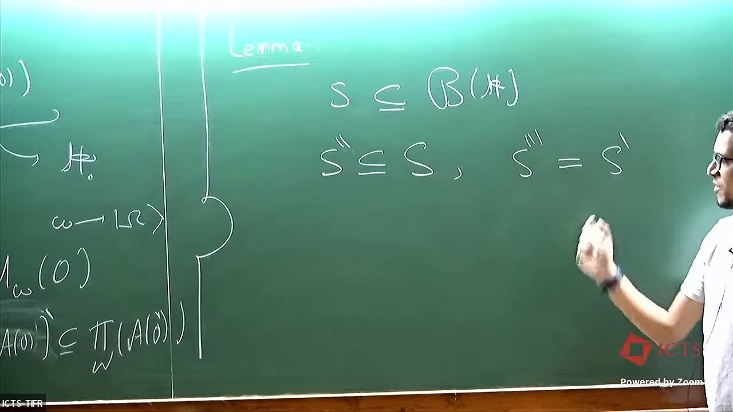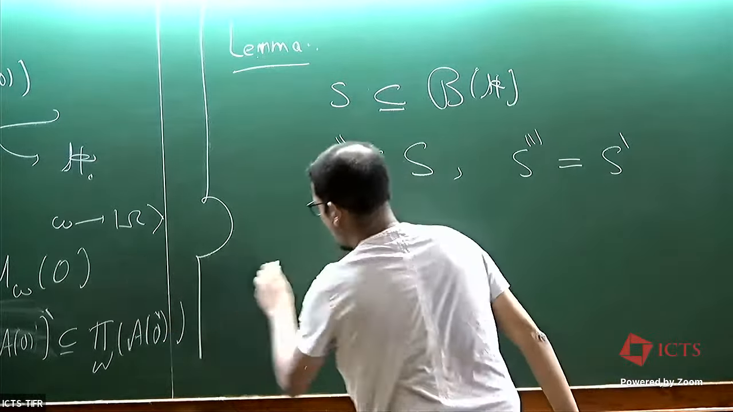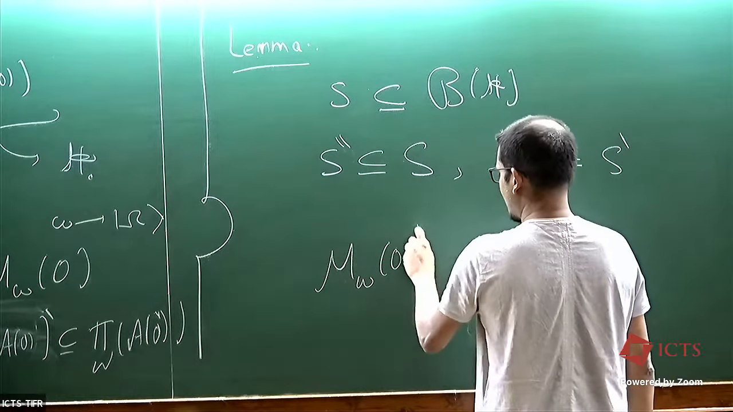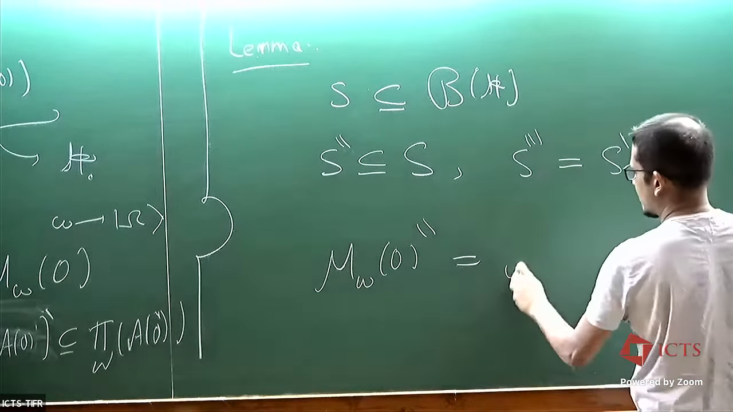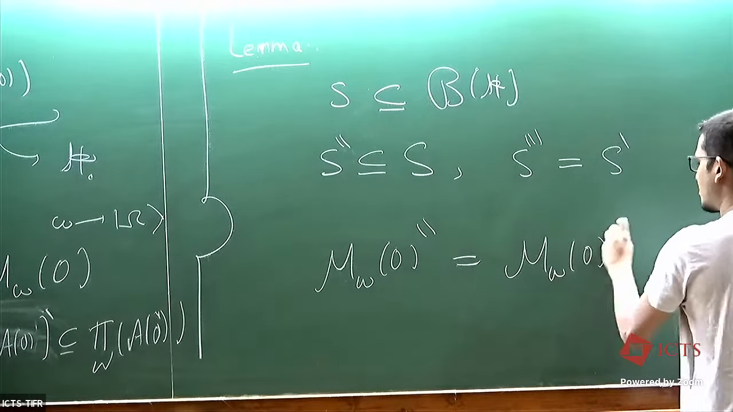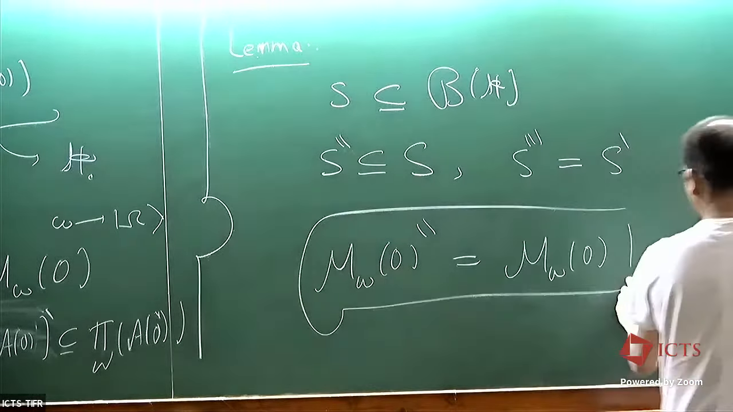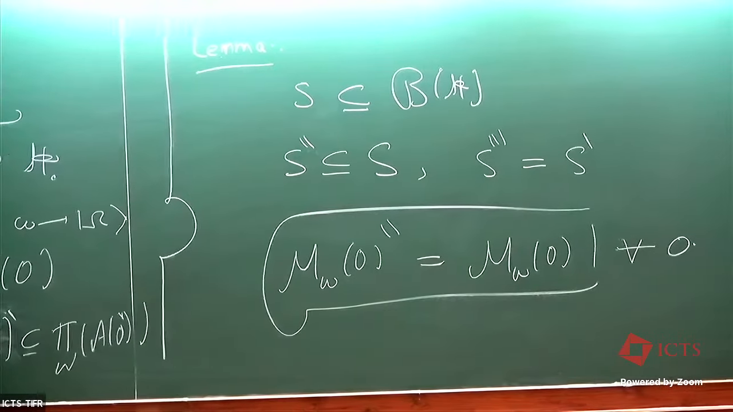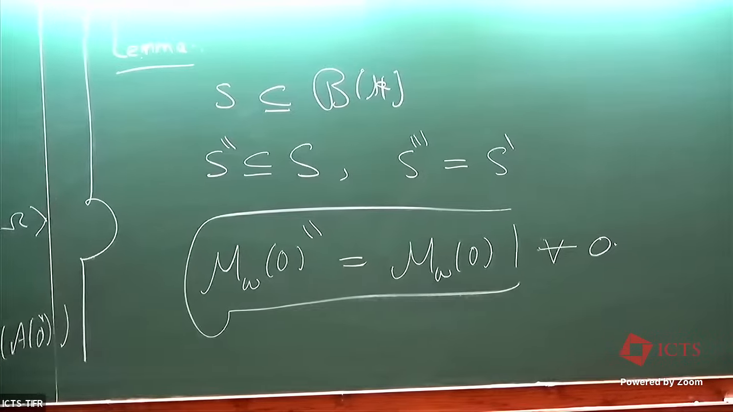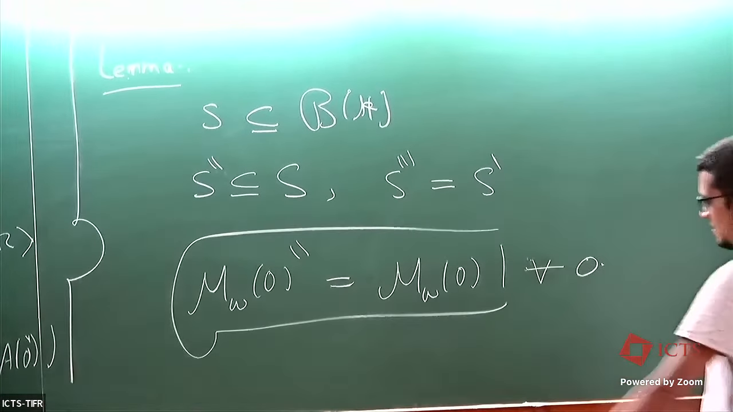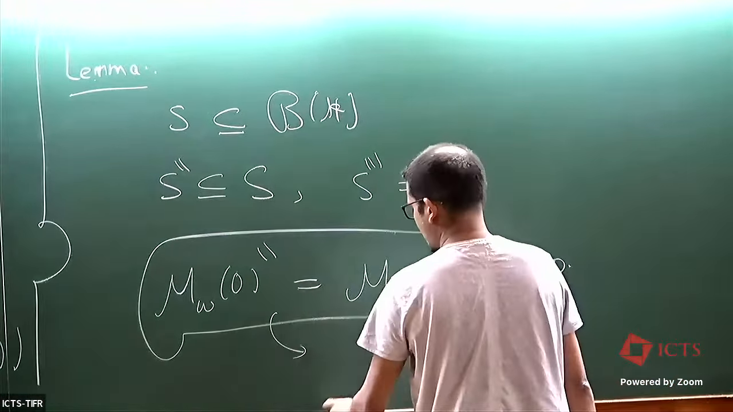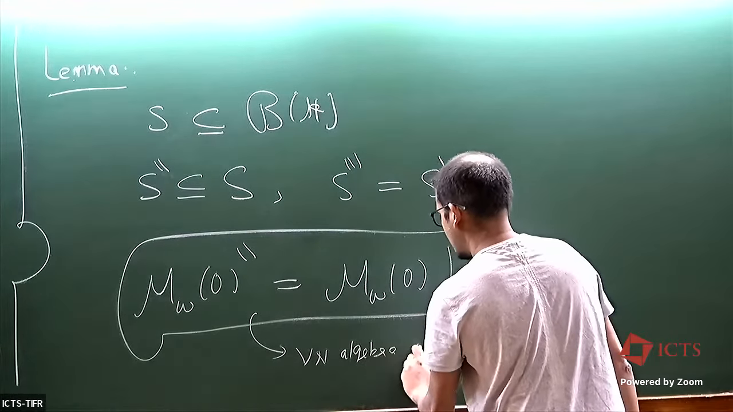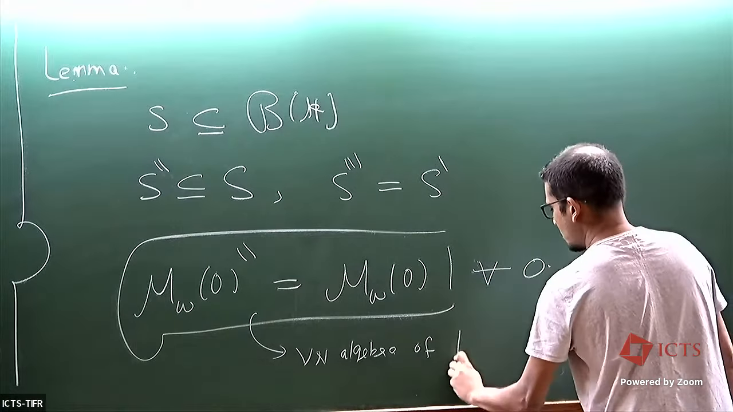Because of this, if I look at the double commutant of M of O, you can check because of this lemma that this is the same as M of O for all O. And so that is how we end up with a von Neumann algebra. This is really what Tom was talking about, the von Neumann algebra of QFT, of local operators.